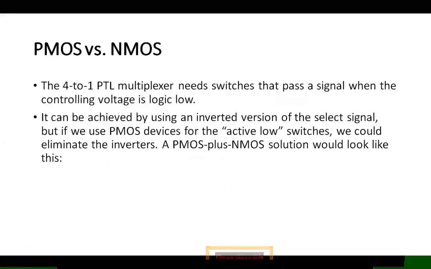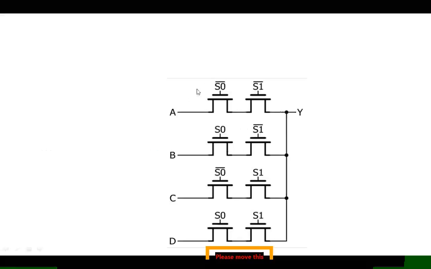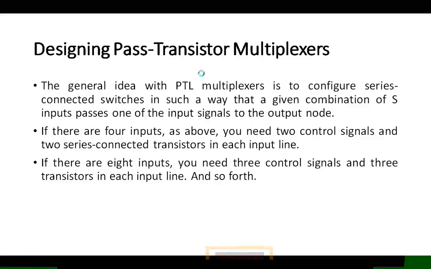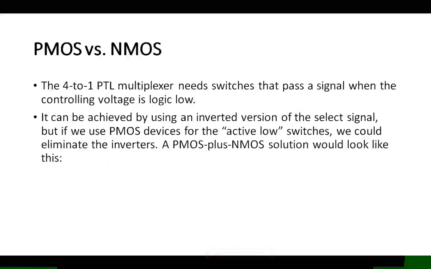The 4 to 1 pass transistor logic multiplexer needs switches that pass a signal when the controlling voltage is low. This can be achieved by using an inverted version of a select signal, but if we use PMOS devices or active low switches, we could eliminate the inverters. So what I'm doing now, in the previous one, we had used only NMOS. And since I needed a low value here, I was using an inverter. So in our next implementation, we will try to use NMOS and PMOS, and we will eliminate the use of inverters.